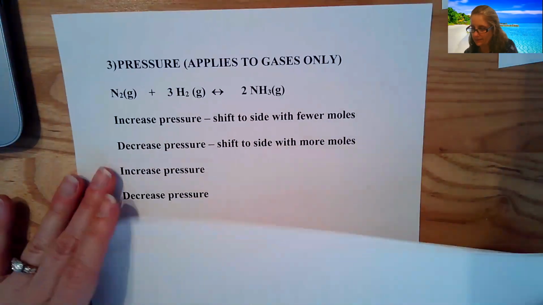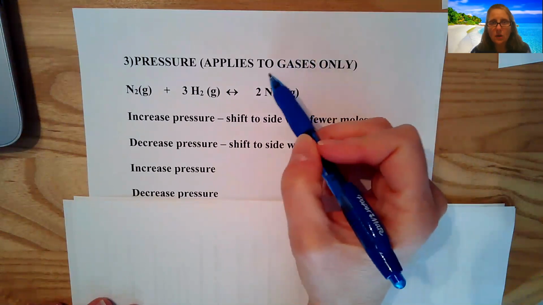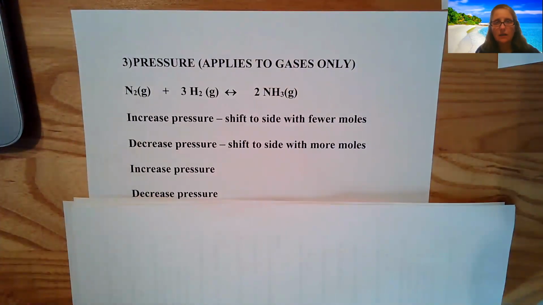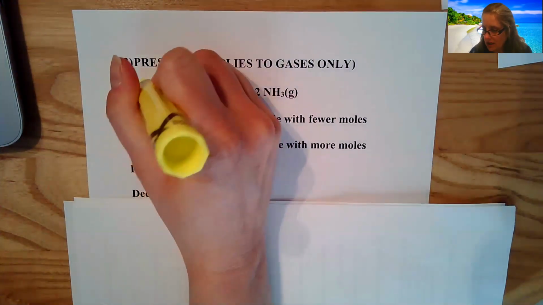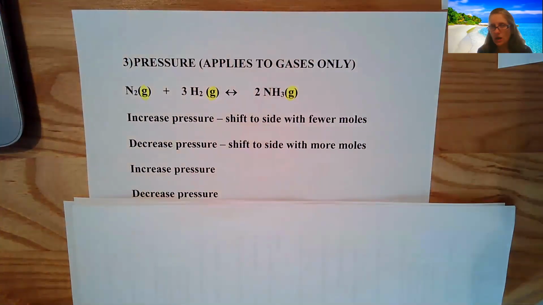All right, so two more, okay? One is pressure, and the other is a catalyst. Now pressure, good or bad news, only applies to gases. So what you have to be aware of in a chemical reaction is what is your state of matter? What is your state of matter? So these all have gases, okay?